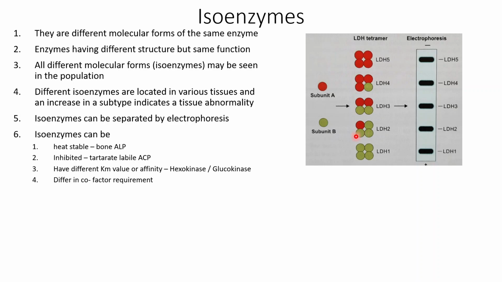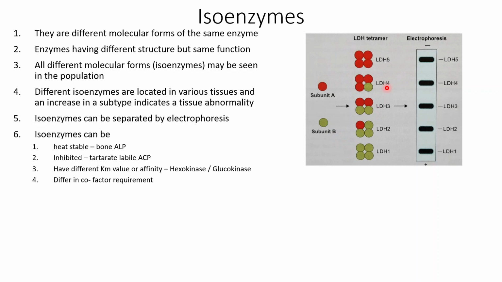Okay, for example again let us see LDH1. Now LDH1 is made up of subunit B. Okay, and LDH5 is made up of subunit A. Now LDH5 is produced in some other organ, let's say organ A, and LDH1 is produced in organ B. Okay, so if there is an excess of LDH1, this indicates that organ B, where it is produced, is the source of the excess, or a dysfunction of this particular organ B has occurred.